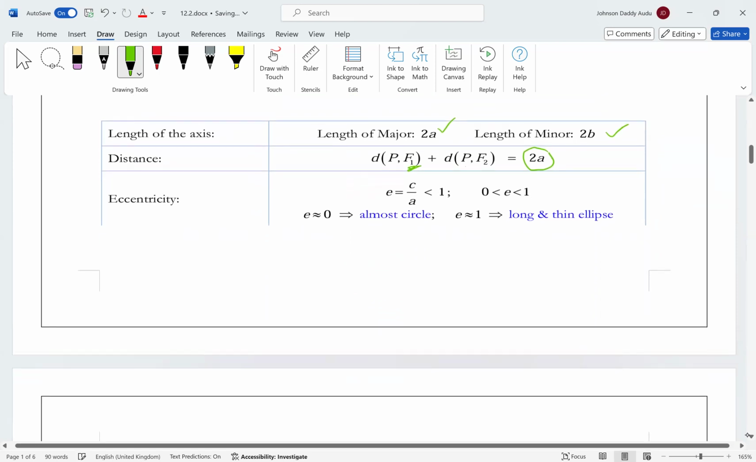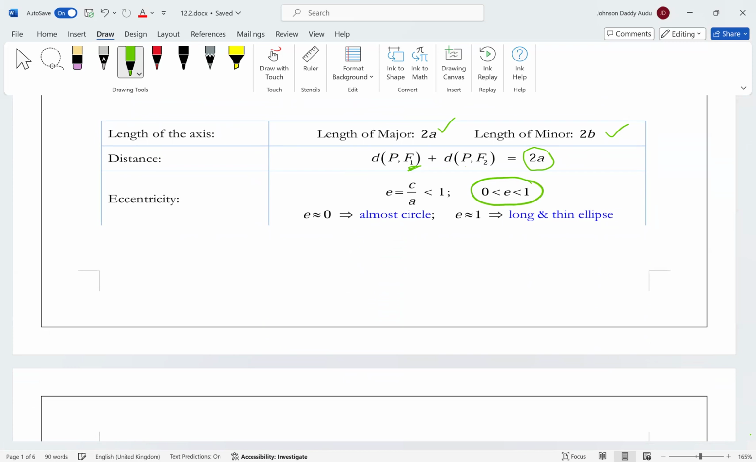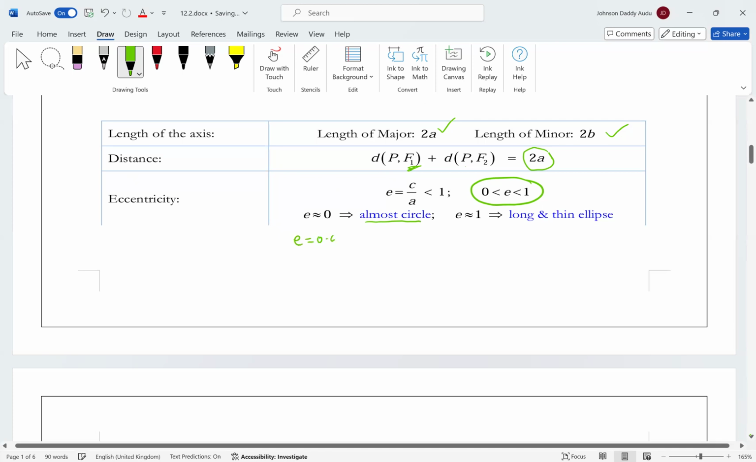Now, another important thing is the eccentricity. Eccentricity is given by the ratio c over a, which is always between 0 and 1 for an ellipse. If your eccentricity is approximately 0, it means your ellipse will almost look like a circle. For example, if you have an eccentricity of 0.001, a very small number very close to 0, your ellipse will look almost like a circle. If the eccentricity is 0, it will look perfectly like a circle.